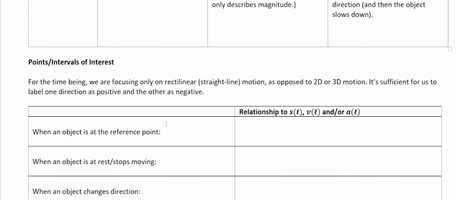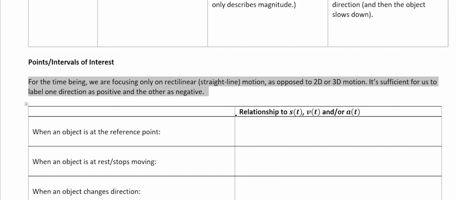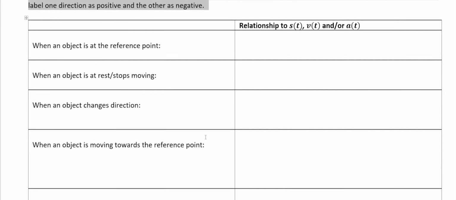Points of interest. For the time being, we're focusing on rectilinear, straight line motion, as opposed to 2D or 3D motion. It's sufficient for us to label one direction as positive and the other direction as negative. So that's how we're going to define these vector quantities. One direction moving to the right will be positive, moving to the left is negative. Or if we say to the right of the reference point is positive, to the left of the reference point is negative.